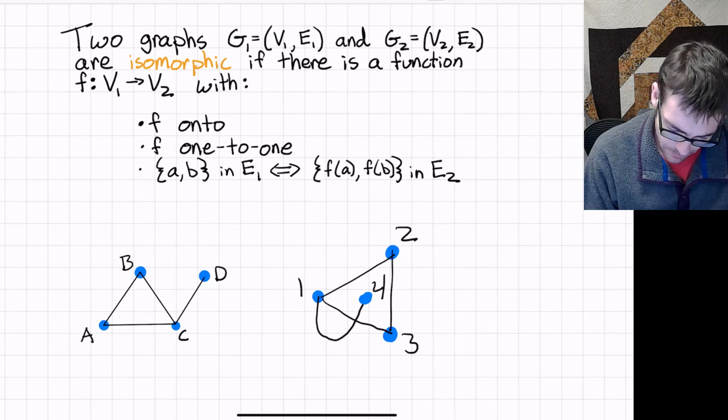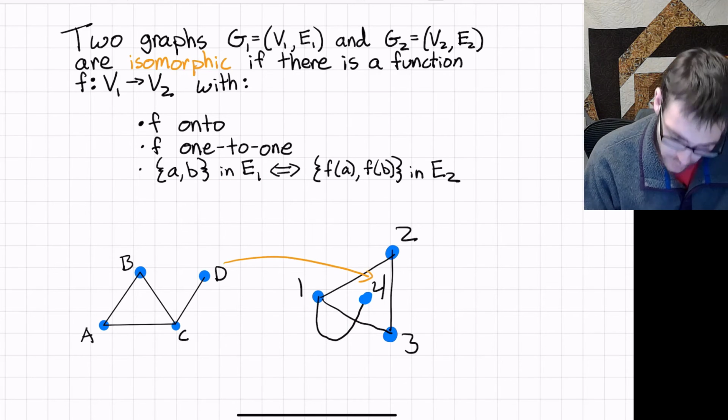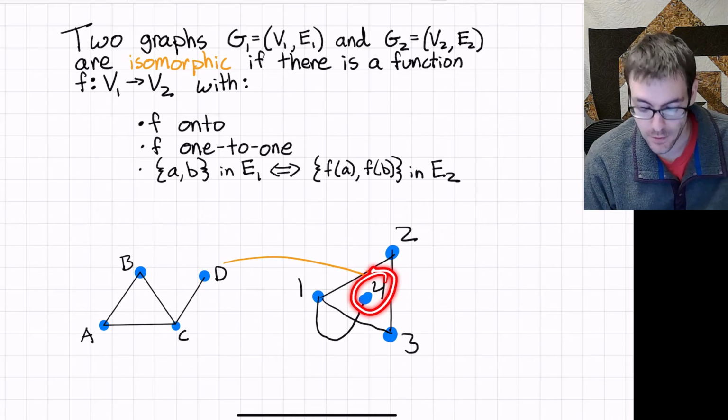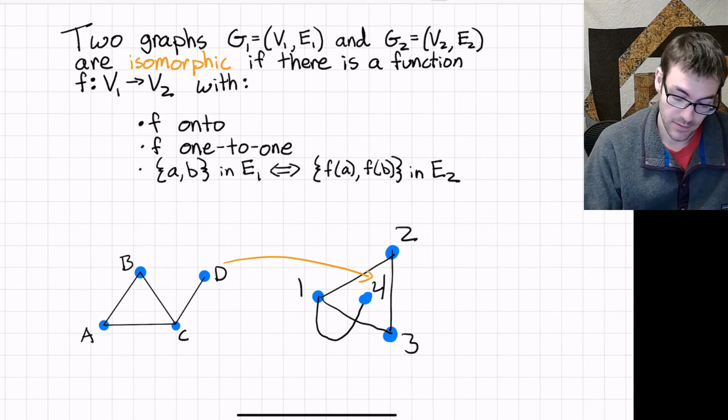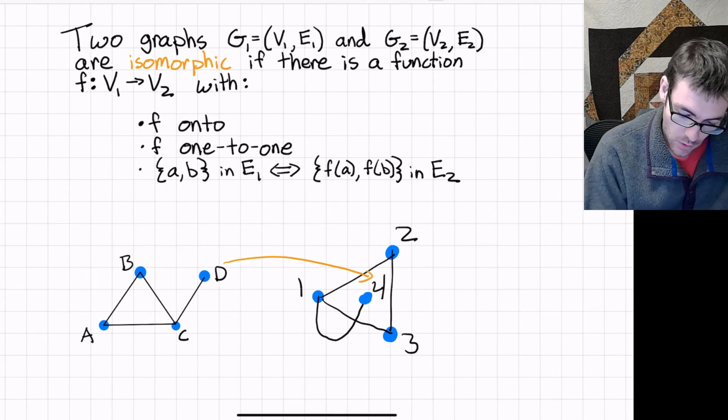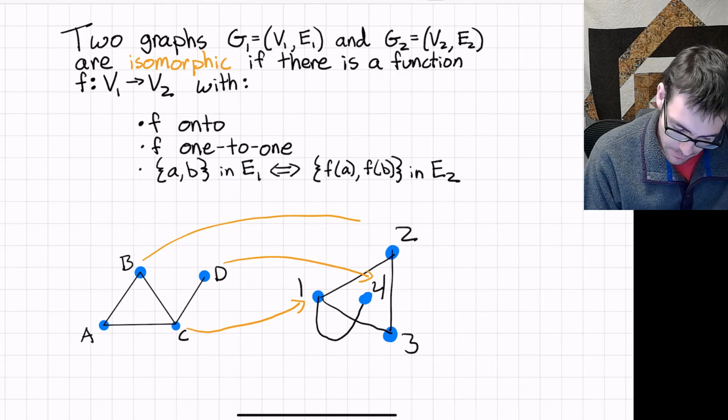So here's an example of a function that meets these criteria. Let's say that D goes to 4. This is the vertex that's off on its own, so it should go to the vertex that's off on its own. C is the vertex that connects to this lonely vertex, so that should probably be 1. So let's say that C goes to 1. And then let's send B to 2 and A to 3.